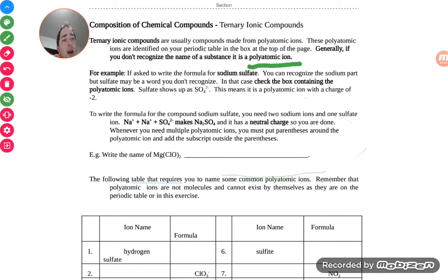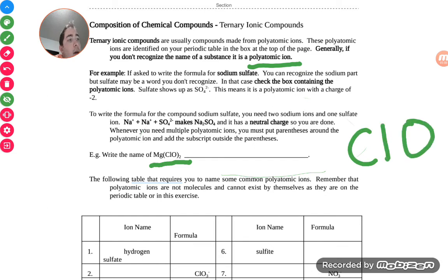So the example that we're talking about is right here, magnesium chlorite, okay, is what this is called. But you know, because you see the ClO, we have a capital C, lowercase l, and then capital O here, that's two separate elements, okay? So what a polyatomic ion or a ternary ionic compound is, it really has three different types of atoms in it, okay? So we have magnesium, we have chlorine, and we have oxygen, okay?